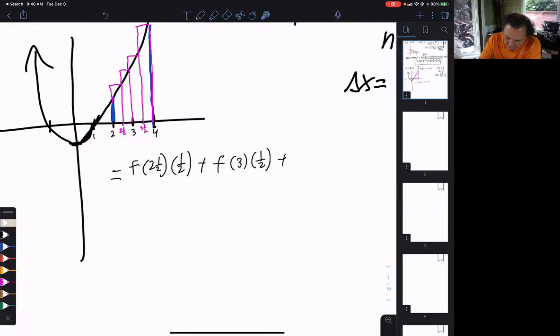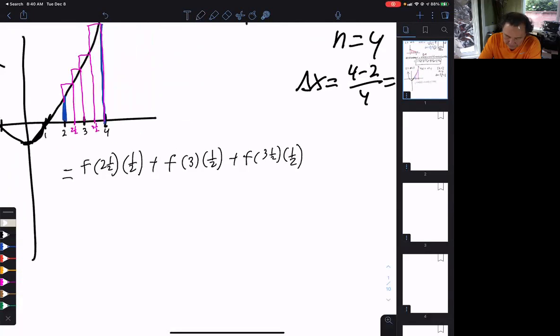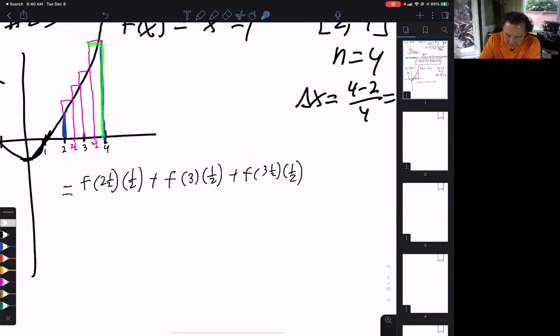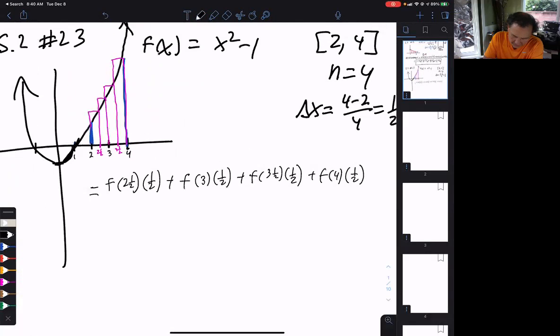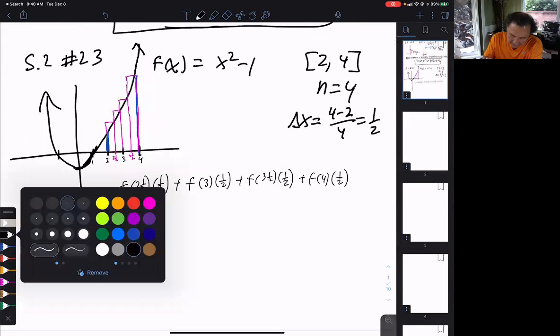And the next rectangle is here. Where does the height come from? The height comes from 3 1/2, the function at 3 1/2. So it's the function at 3 1/2, and the width again is 1/2. And then the last rectangle is right here. The height is going to be from 4, the right-hand side. So it's the function at 4. The width of that rectangle is 1/2. We add up all these areas. We are done. Let me fatten this up a bit.